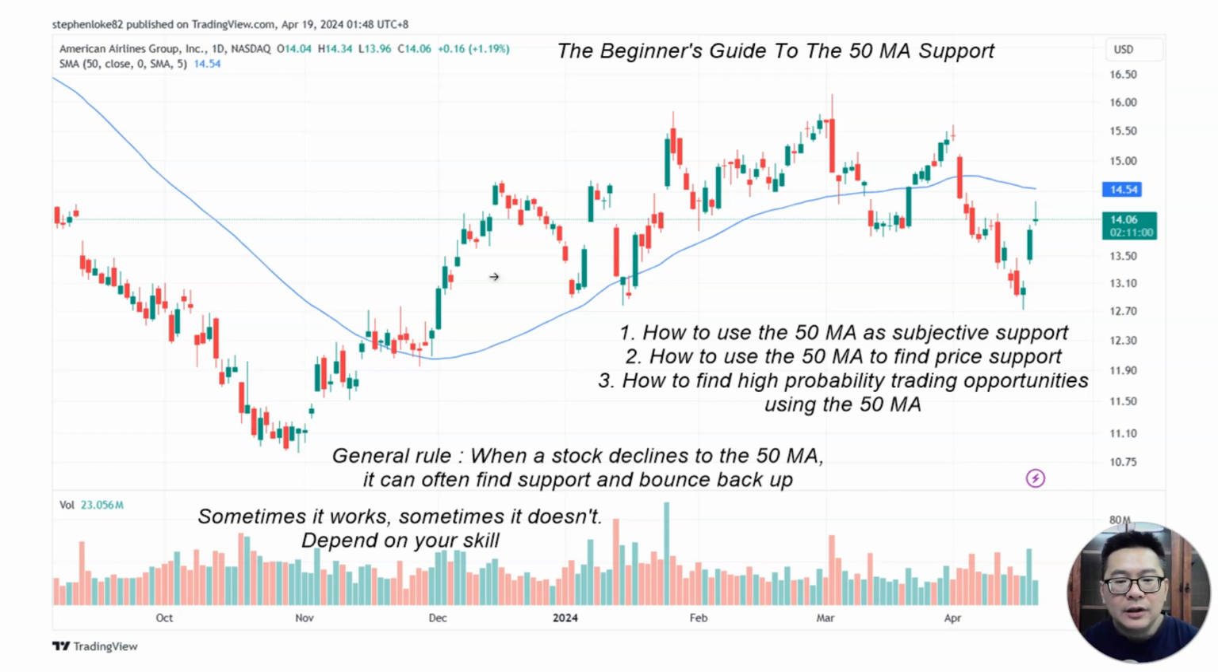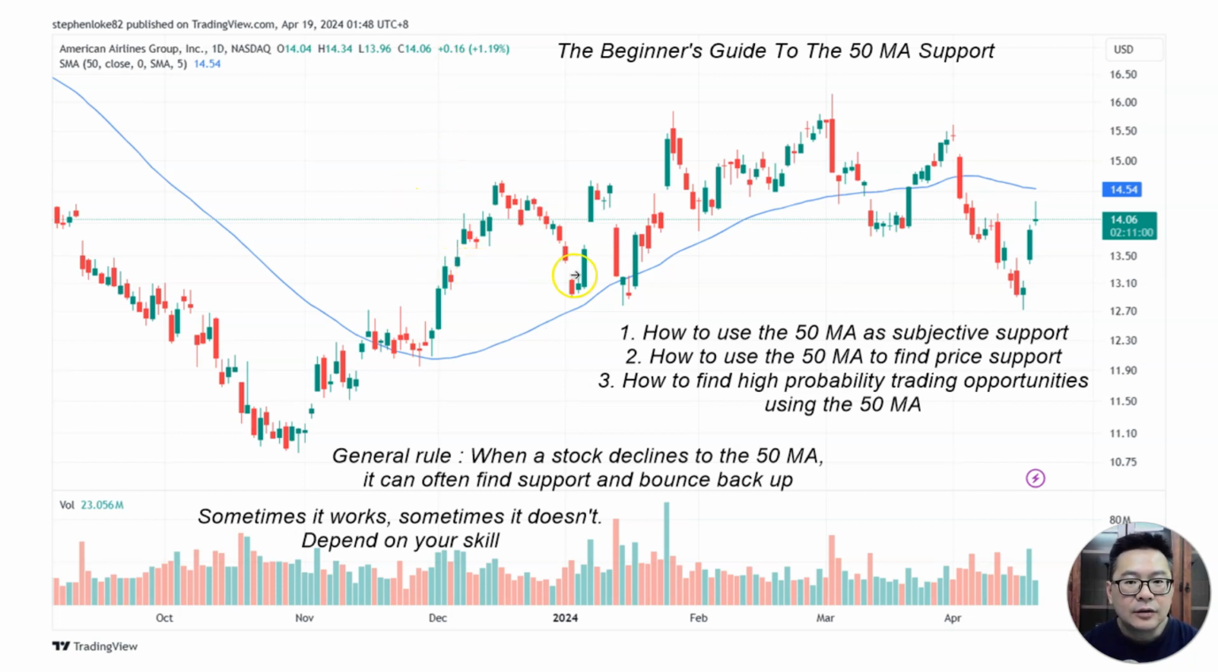Now what are you going to learn? Number one is how to use the 50 MA as a subjective support. Number two, how to use the 50 MA to find price support. And thirdly, how to find high probability trading opportunities using the 50 MA. So here's the general rule. When a stock declines to the 50 MA, it can often find support and bounce back up.